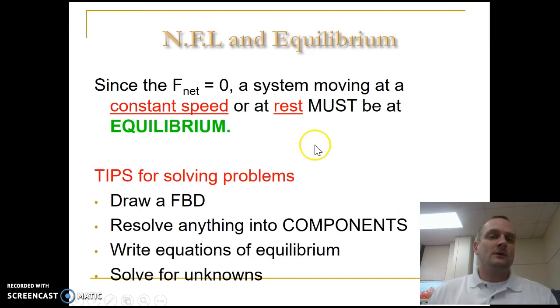Okay, so Newton's first law in equilibrium. Since the net force on the object is zero, when you add together all the forces, they're going to equal 0, a system must be at constant speed or at rest. And so we call that equilibrium.